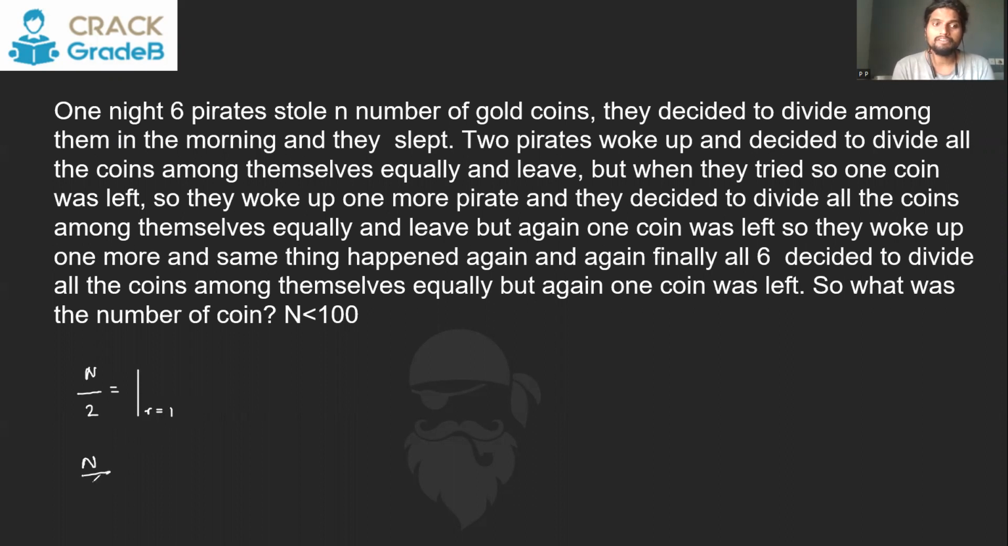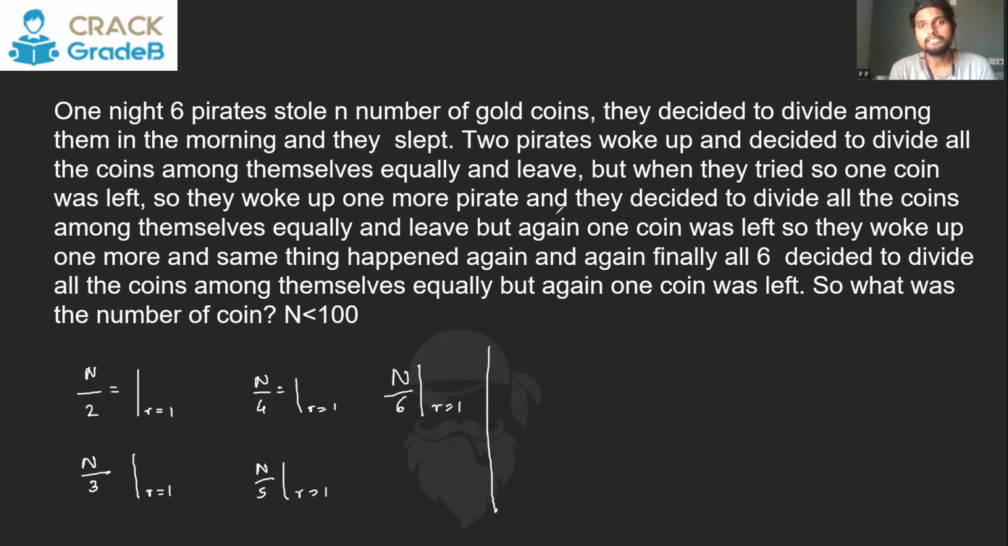Again, n is the number which when divided by 3, the remainder is going to be 1, because one coin was left. That means n did not get divided by 3 completely. One coin left means there is one remainder in that division. Again, n is a number which when divided by 4, we get the remainder as 1. When divided by 5, the remainder is 1. And when divided by 6, the remainder is 1. So what is that n that we are looking for?